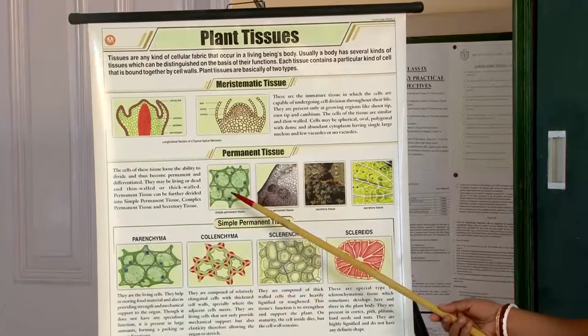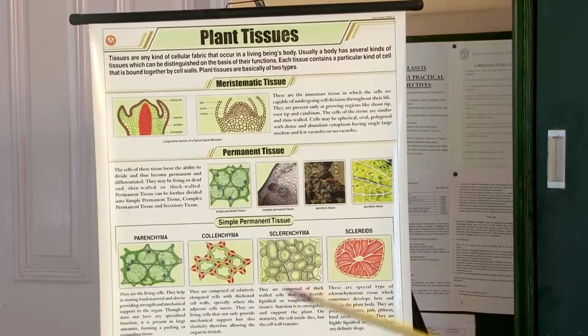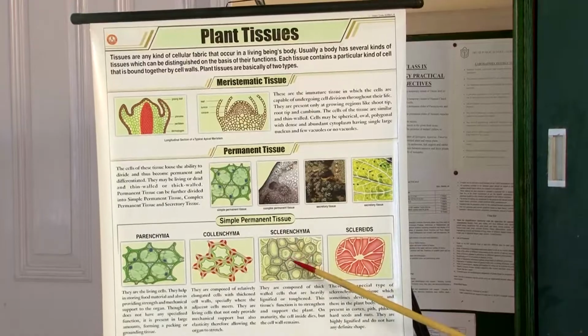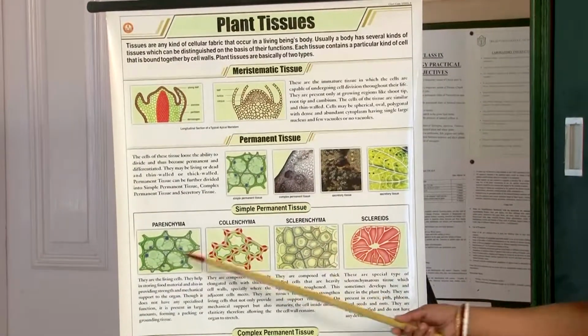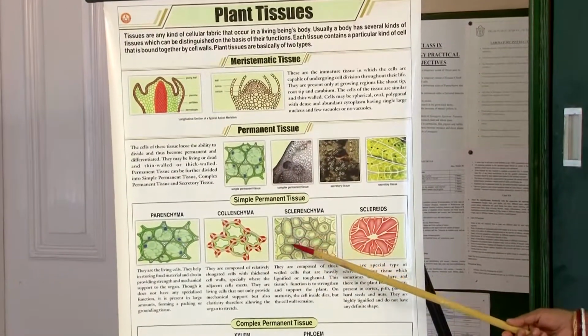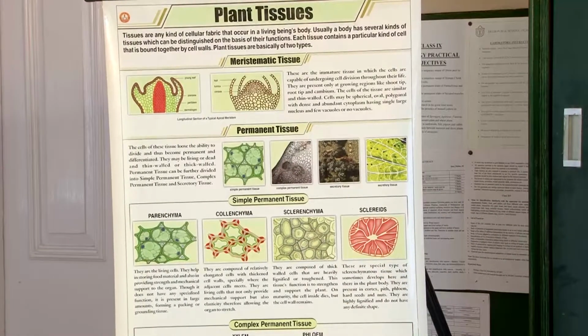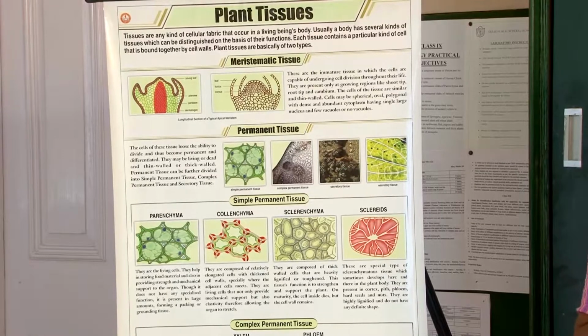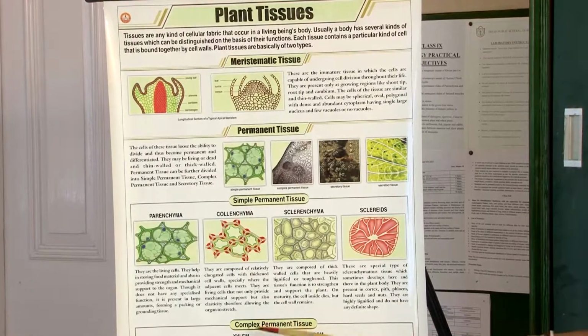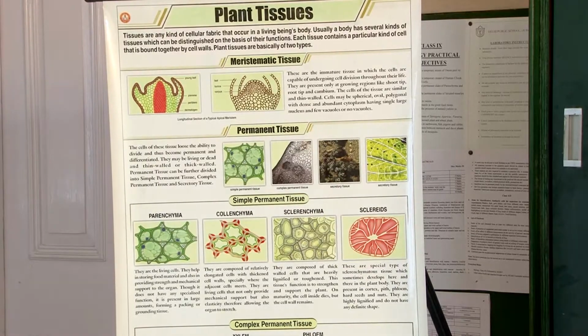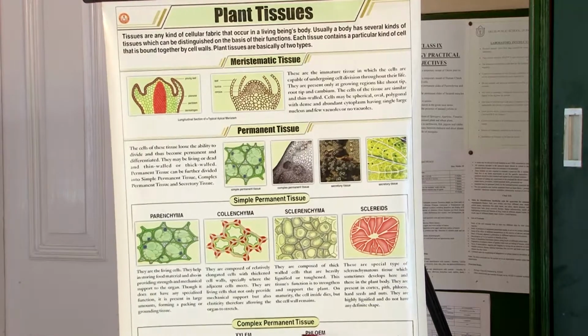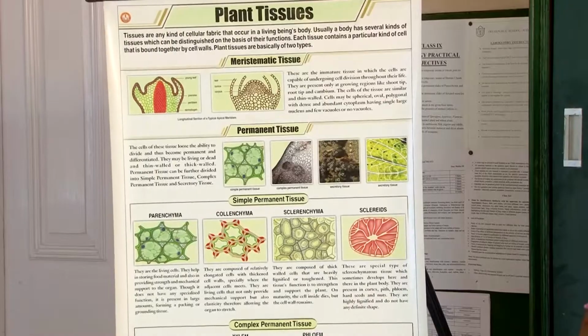So, here you could see this is parenchyma, collenchyma, then sclerenchyma. These are the three different types of simple permanent tissues. Why are they called simple permanent tissues? Because they are made up of just one kind of cells. The complex permanent tissues are made up of more than one type of cells. In fact, they are made up of 4 different types of cells. Complex permanent tissues in plants are of two types, xylem and phloem.